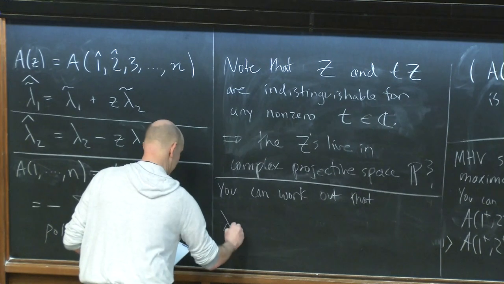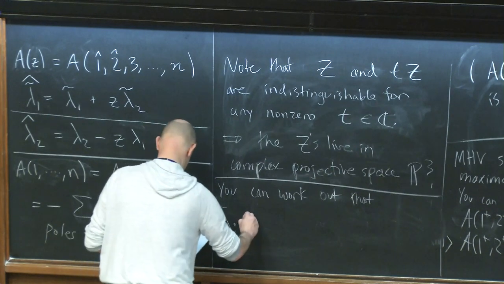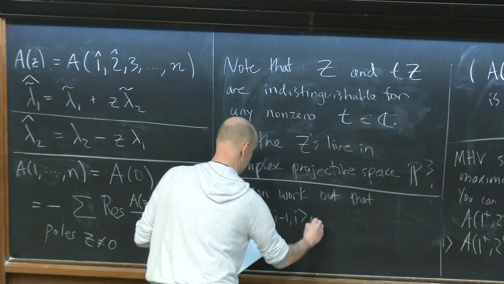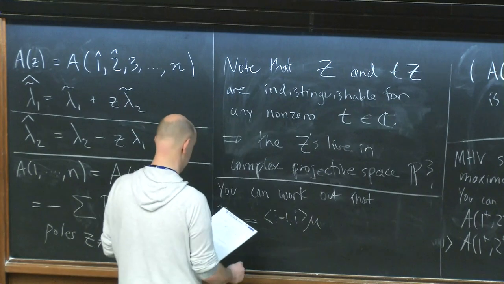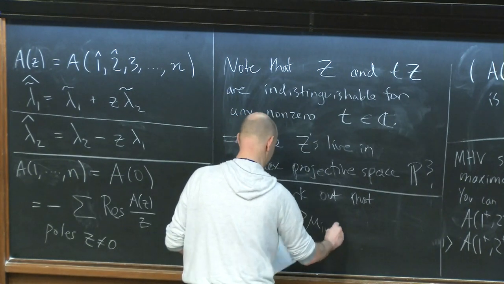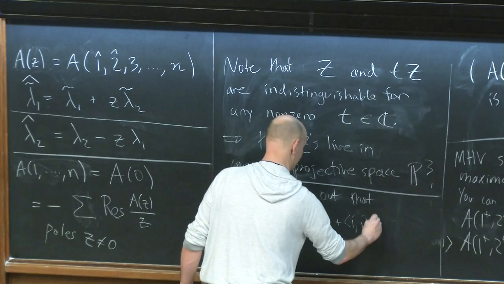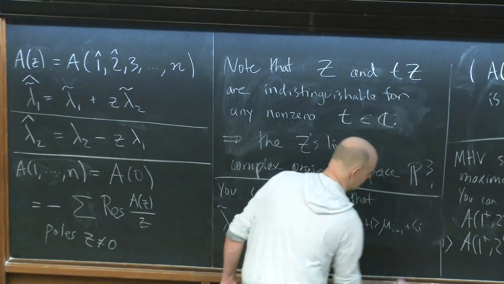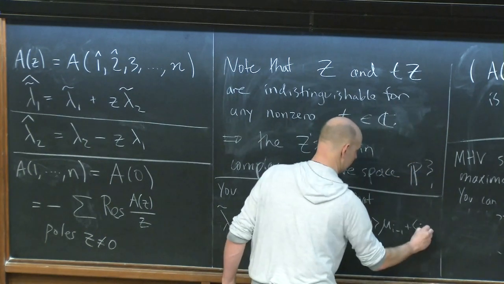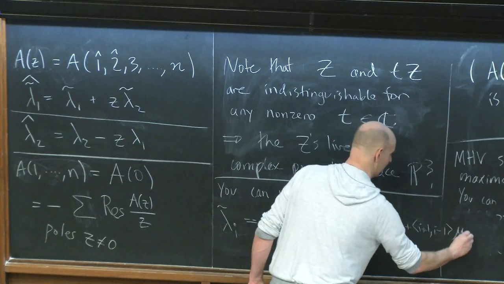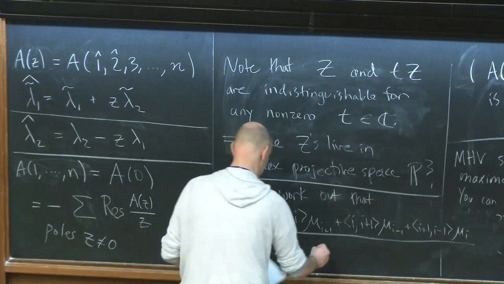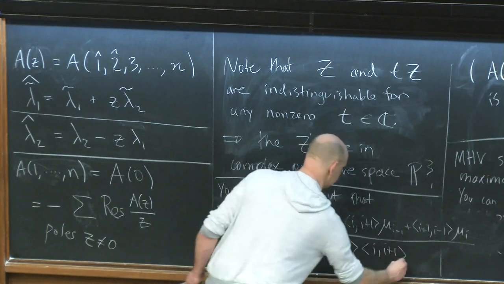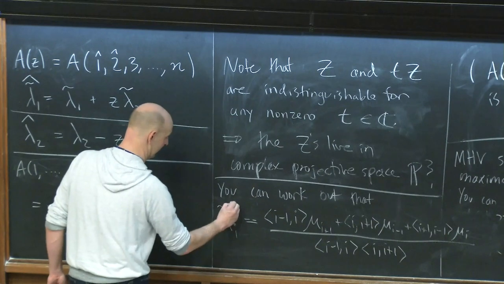I'll just write it. Lambda tilde I has to be equal to I minus 1 I mu I plus 1 plus I plus 1 mu I minus 1 plus I plus 1 I minus 1 mu I over I minus 1 I plus 1. Okay, everything here has an A dot.